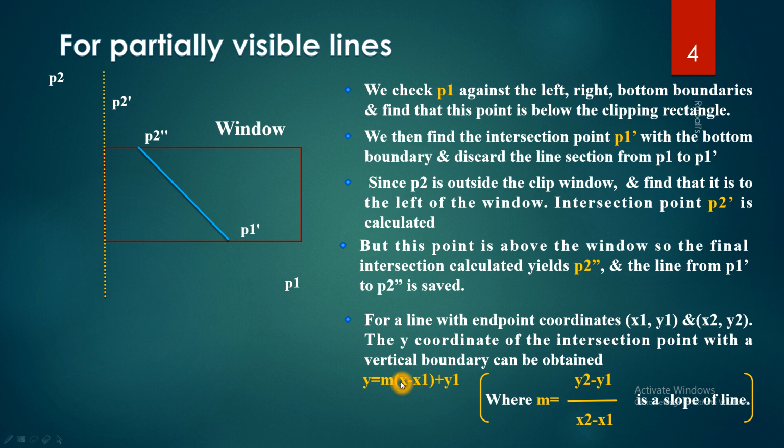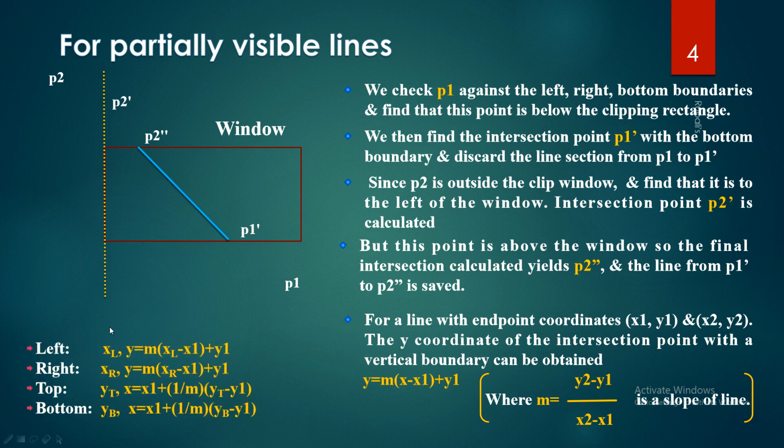If x is the left boundary, then by this formula we get the y coordinate, meaning the point at which this line cuts the y axis. If the left boundary is xl, then what is the value of y? In place of x you have to write xl, and you get y.